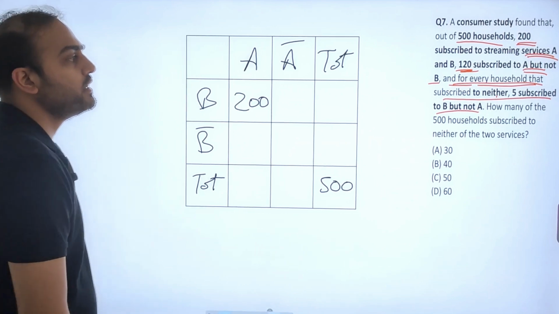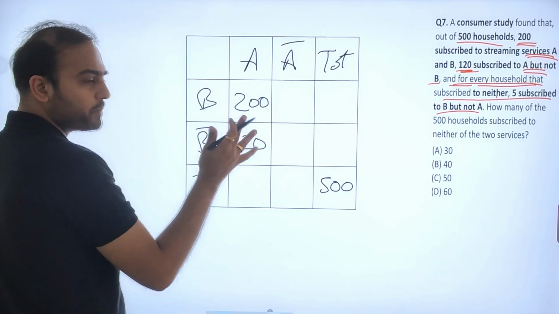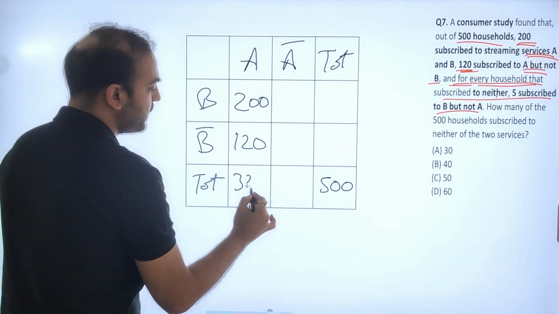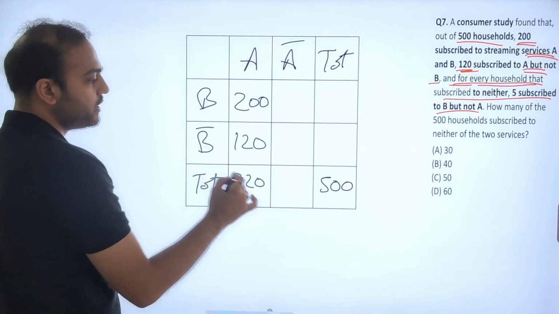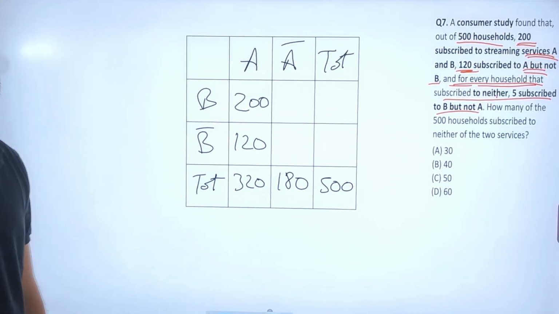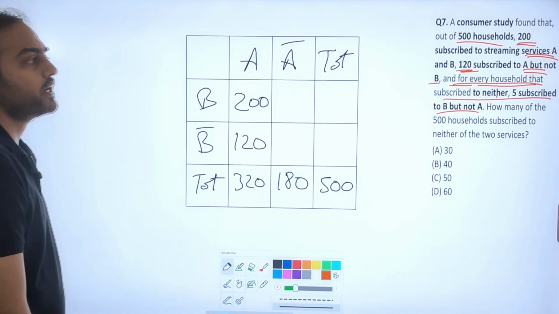Okay. 120 subscribe to A but not B. So this 200, 120, I can simply write this as 320, 500, 320. This becomes 180. Okay. Now comes our important line.